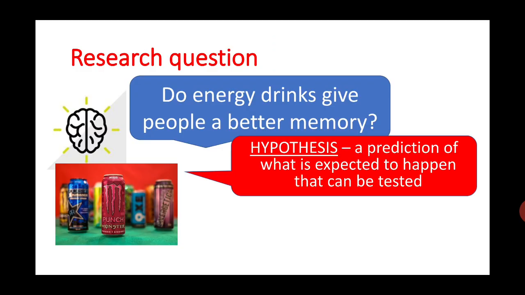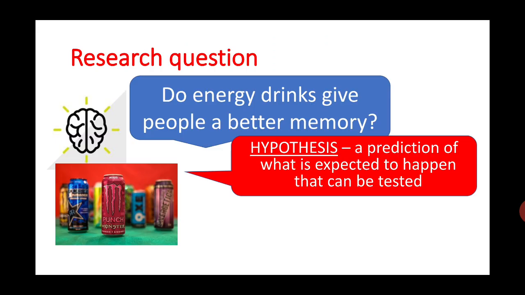So, that experiment needs to start with a hypothesis. So the psychologist will make a very specific prediction about what they expect to happen when they carry out their experiment. And that prediction is what they are going to test by doing the experiment.